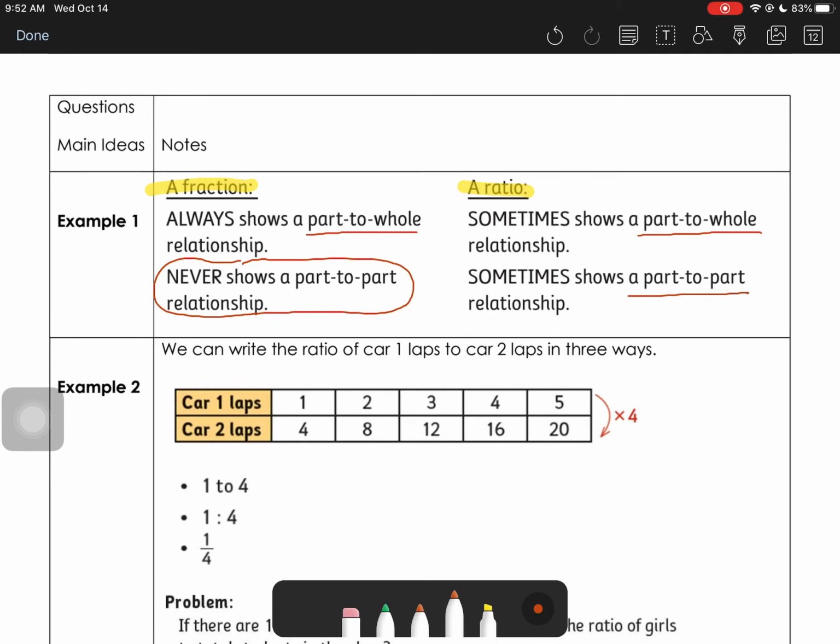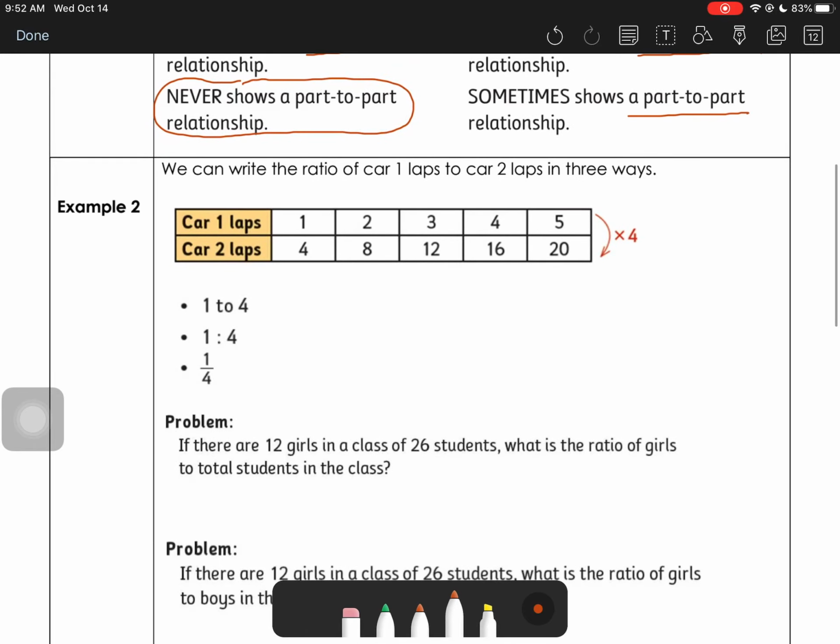Let's look at some examples. We can write a ratio of a car with 1 lap to a car with 4 laps in 3 ways. We could say that we're comparing these two cars. So car 1 can do 1 lap and car 2 is much faster and can do 4 laps. So we can write it as the word to, T-O, with a colon, the 2 dots, or what looks like a fraction. It's just a comparison.